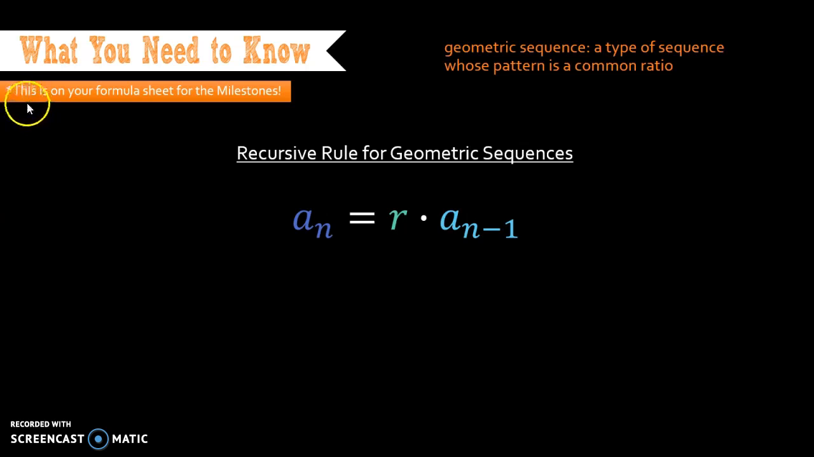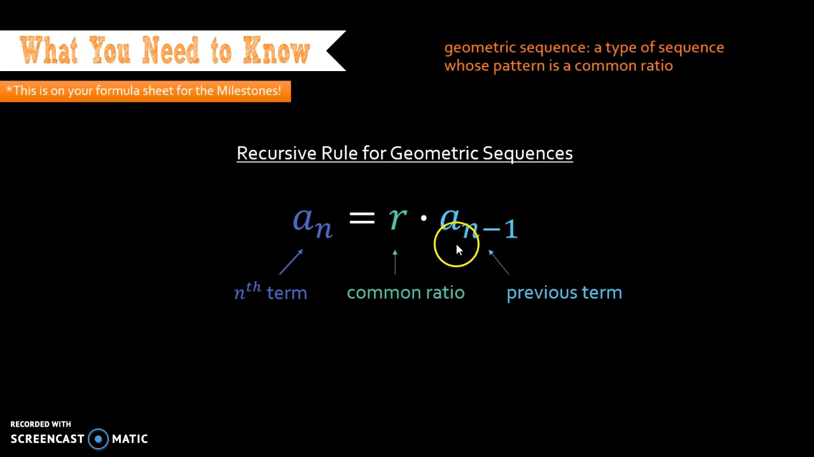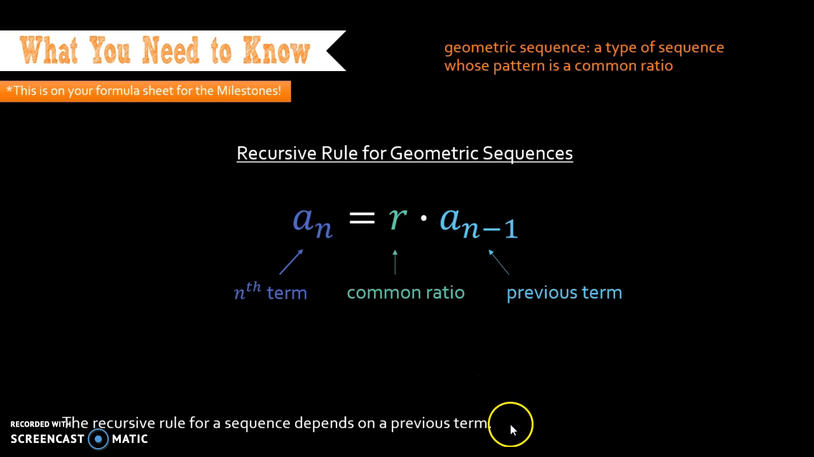You do not need to memorize it because it is on your formula sheet for the Georgia Milestones exam, but it is good to be familiar with it. A sub n represents the nth term in our sequence, so that just means whatever term you want. R represents the common ratio, which is whatever you are multiplying or dividing by every single time. And then A sub n minus 1 represents the previous term. So whatever term comes before the one you care about is represented by this light blue term right here. Remember that the recursive rule for a sequence depends on a previous term.